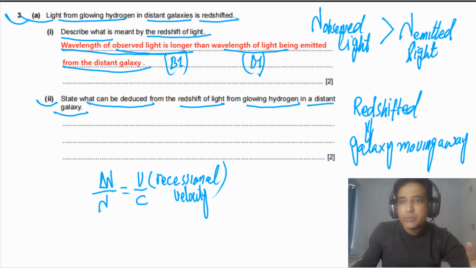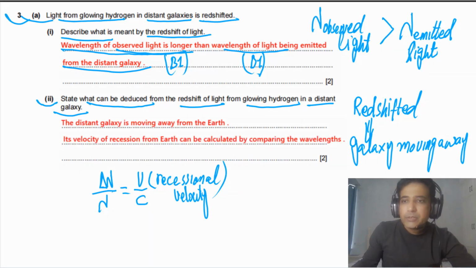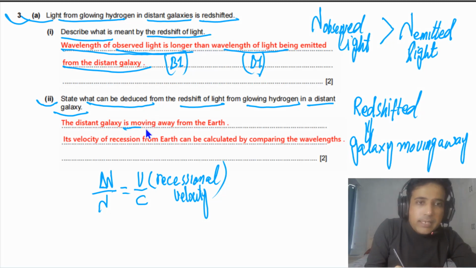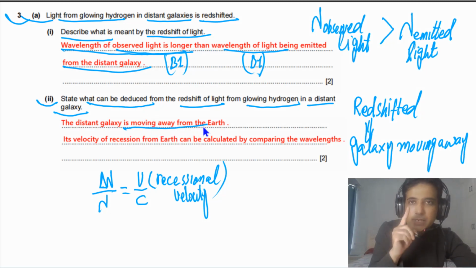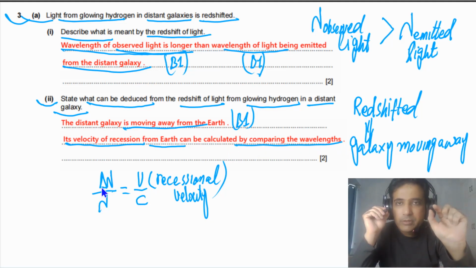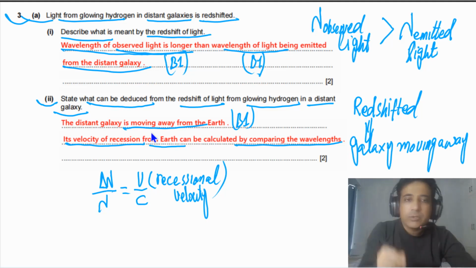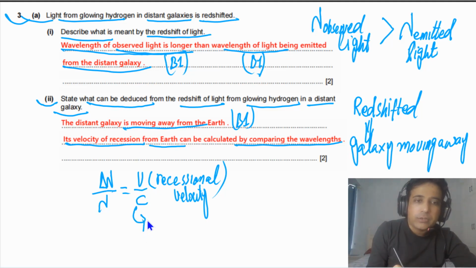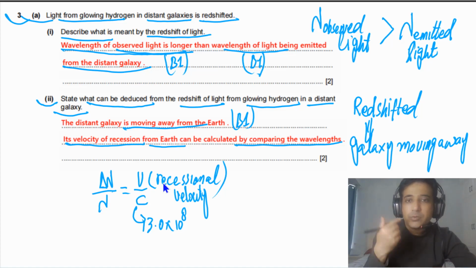So you have to write down 2 points in your answer. 1 point you can write down distant galaxy is moving away from us. You will get 1 B mark. And the second B mark you will get if you have written its velocity of recession from Earth can be calculated by comparing the wavelengths. I mean, if you have observed wavelength and emitted wavelength, then we can find out the value of V, because c is a constant. This is speed of light, 3.0 times 10 to 8. If we have the wavelengths, then we can compare and find out speed of galaxy. So this is how you need to answer this question.